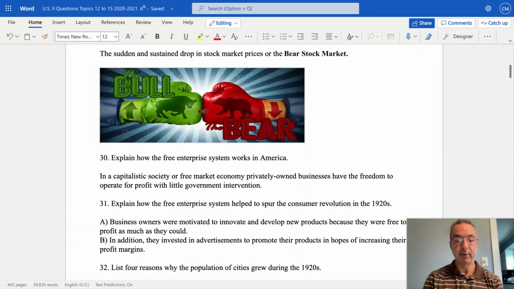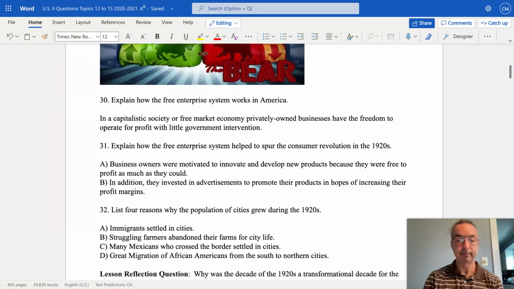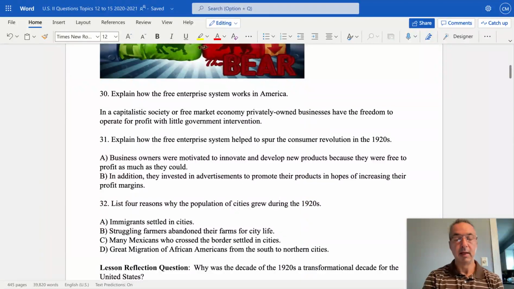32, think about some of the reasons why population in cities grew during this period of time. Immigrants were settling in cities. There was a lot of hope and opportunities in the United States. Many farmers who were struggling began to move into cities. People from south of the border, Mexicans, crossed the border to settle in a lot of cities in the United States. And then, of course, the great migration of African Americans from the south to the north contributed to the expansion of northern cities.